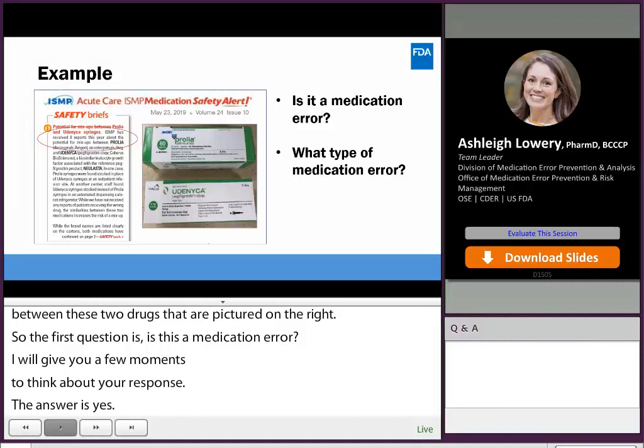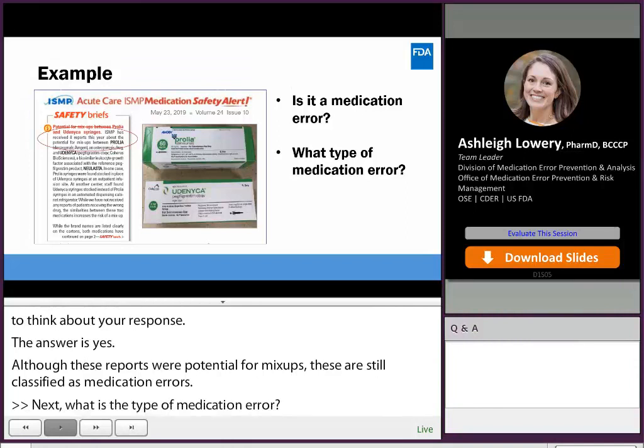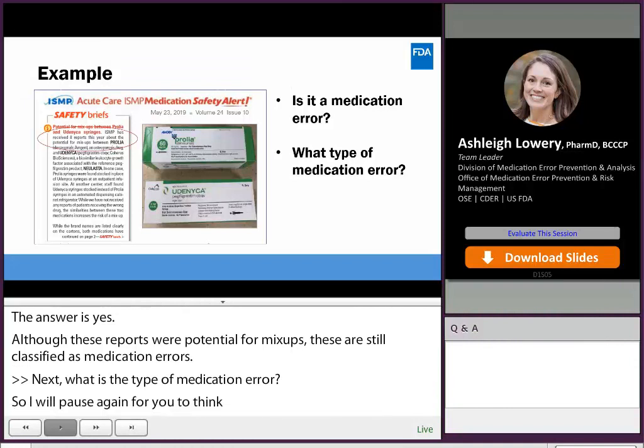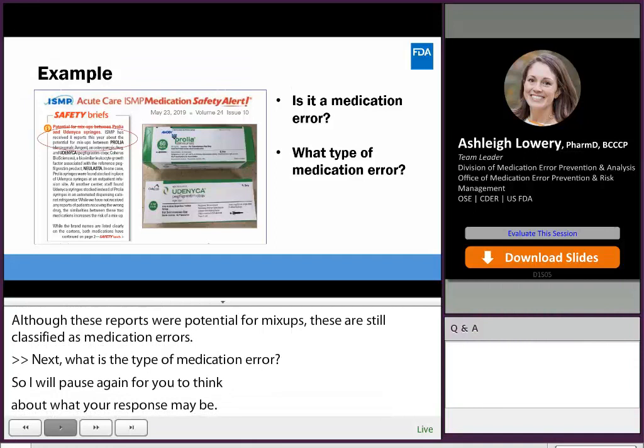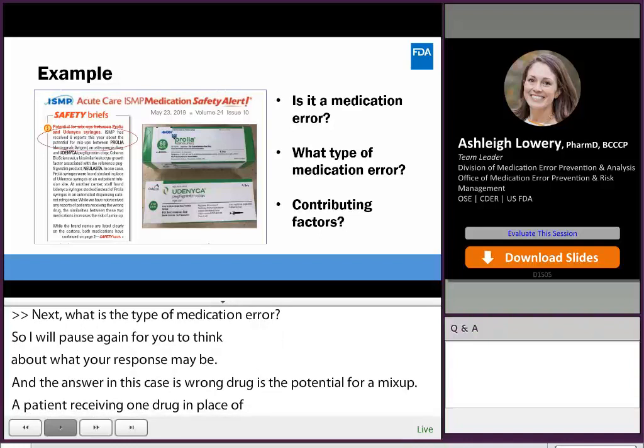Next, what is the type of medication error? I'll pause again for you to think about what your response may be. And the answer in this case is wrong drug, the potential for a mix-up, a patient receiving Prolia in place of Udenyca or receiving Udenyca in place of Prolia. And the last question is, what are potential contributing factors that you can identify for these wrong drug medication errors? I'll pause once more.